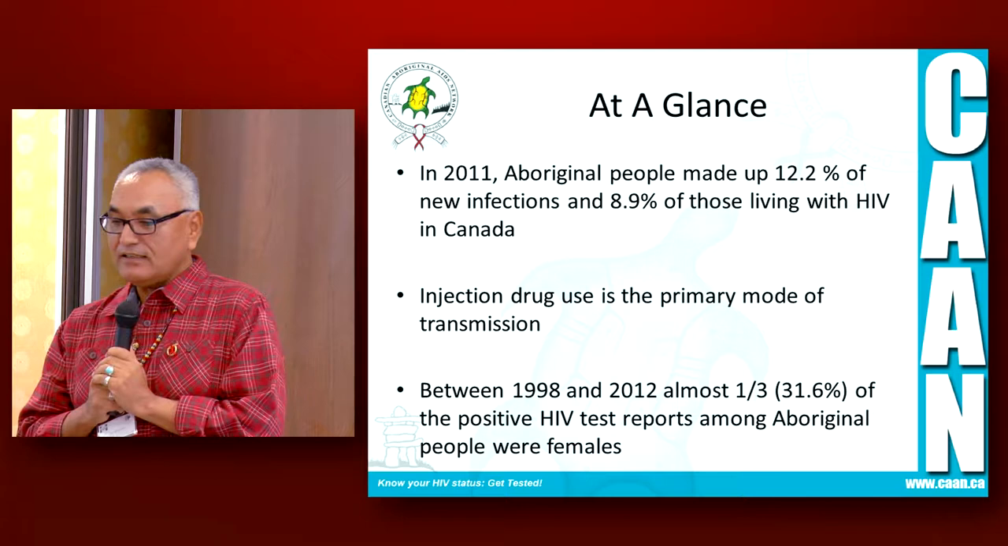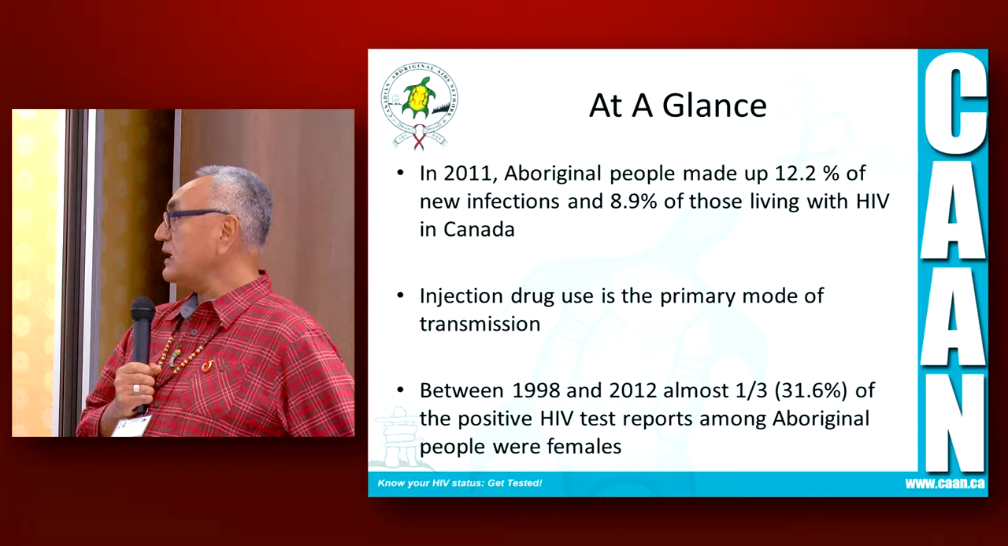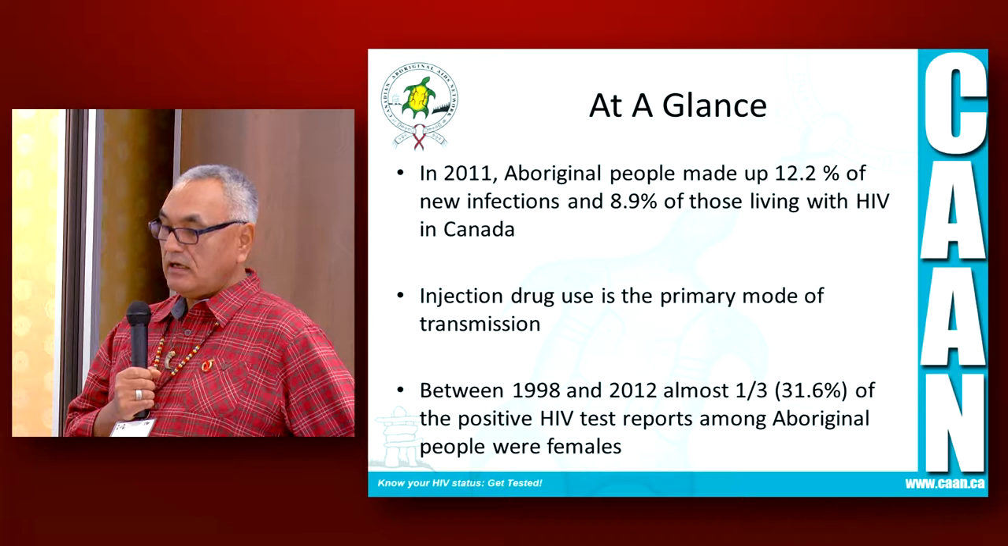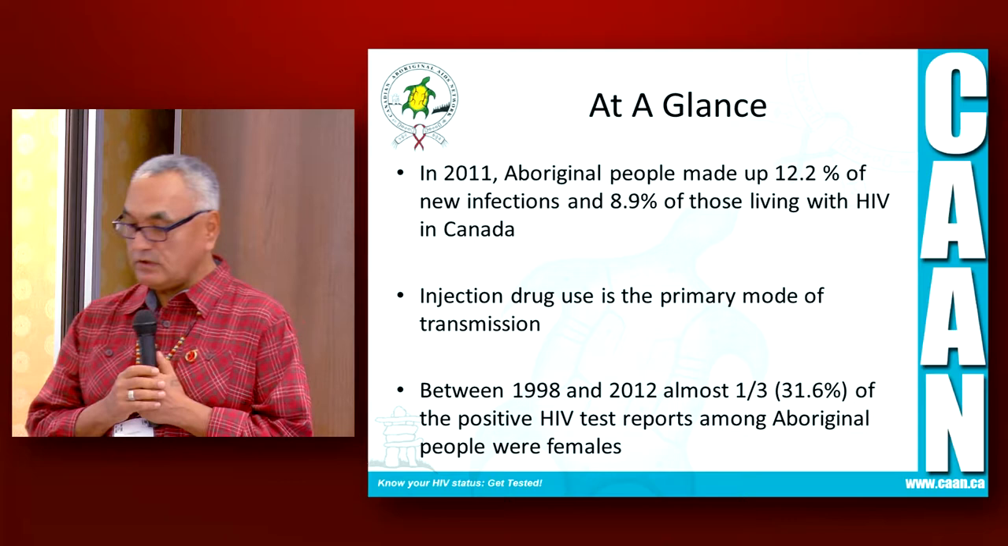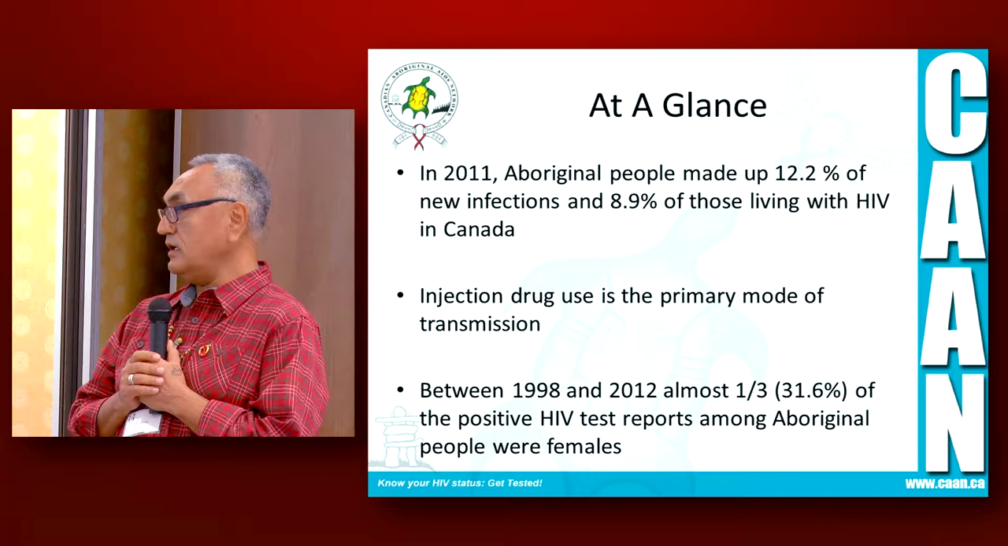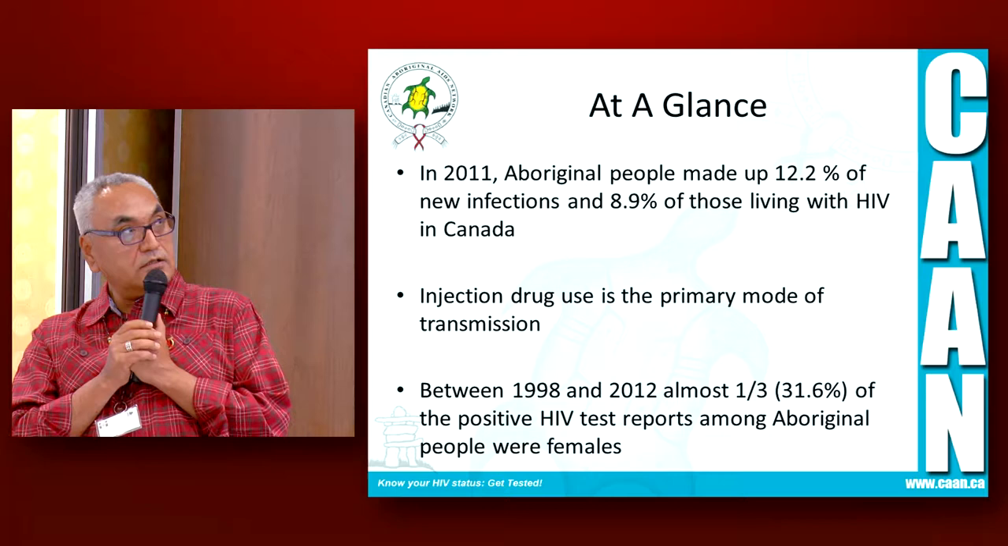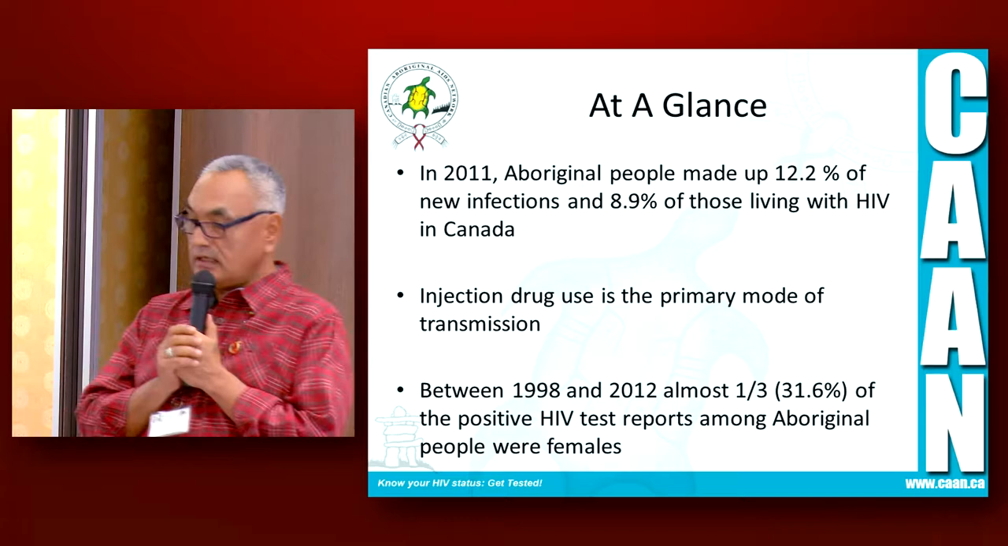So, in Canada, Aboriginal people, as most of you probably know, remain disproportionately affected by HIV. It is estimated that in 2011, Aboriginal people made up 12.2% of new infections and 8.9% of those living with HIV in Canada. Like Evan had alluded to, in BC, it's also injection drug use that remains the main route of HIV transmission among Aboriginal people.